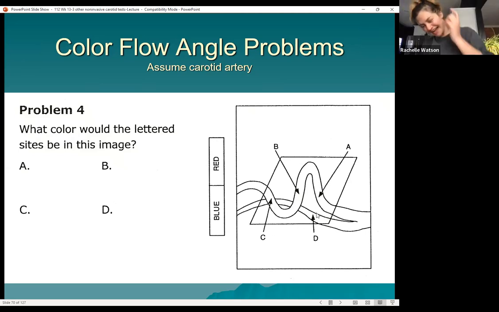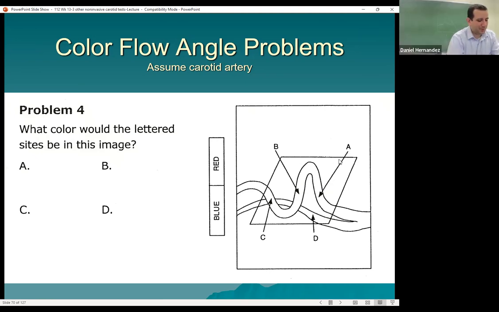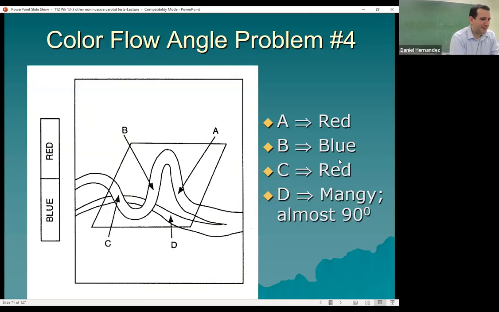Would D be black? Because it looks like we're kind of perpendicular to that. Yeah, it's almost 90. It would not be very good filling. We're close to 90 degrees there. If it was gonna be color, it'd be some of these low hues of red, because it would still be kind of towards us, a positive shift coming towards that ultrasound beam. But not very good vessel filling. Yeah, but C is red, B blue, A red.